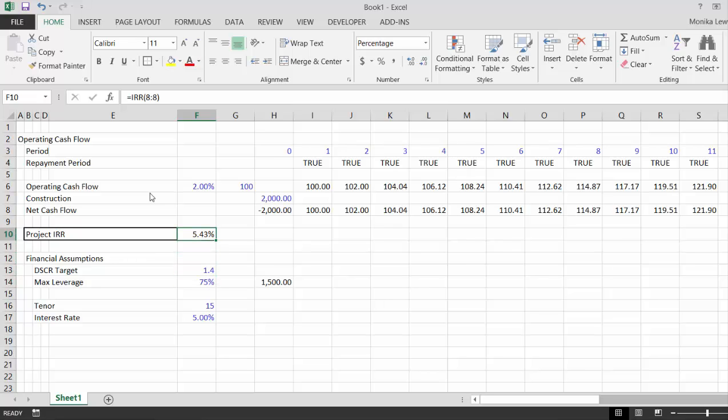But if the project IRR is fairly low here, not much higher than the interest rate, then it's going to be the DSCR sculpting that really drives the cash flow. And most importantly, what you really want to do is some kind of goal seek on this. So when you change this initial number, that could be our tariff, sometimes it's going to be the DSCR target, and sometimes it's going to be the leverage target.